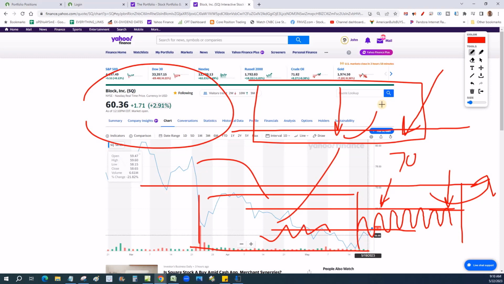So with that said, I'm going to leave it right there. I am going to do a trade with Square today, but now you know the setup and now you know why I'm going to pick that 65 strike.